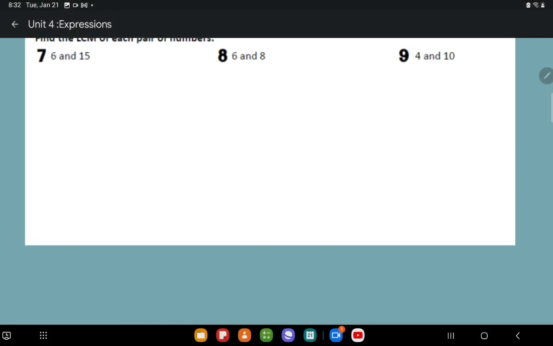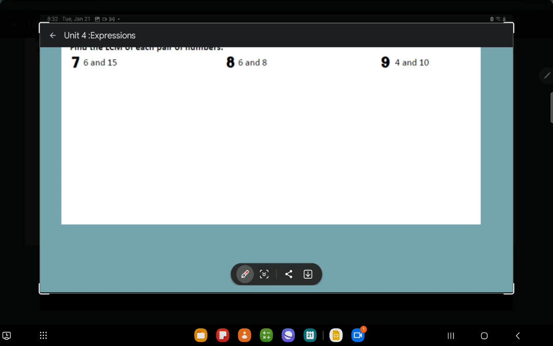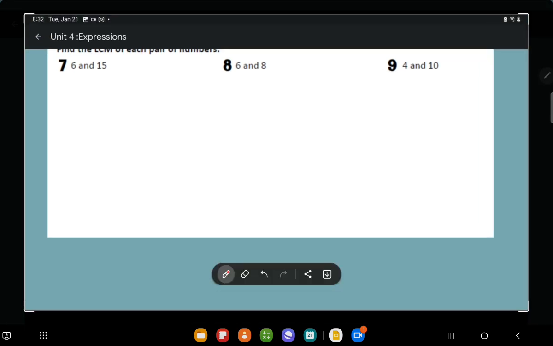So you can use the ladder method again for these examples. Remember, draw your ladder. We have 6 and 15, so we're going to draw a ladder. Then you need to find a number that 6 and 15 have in common, a number that they're both divisible by.